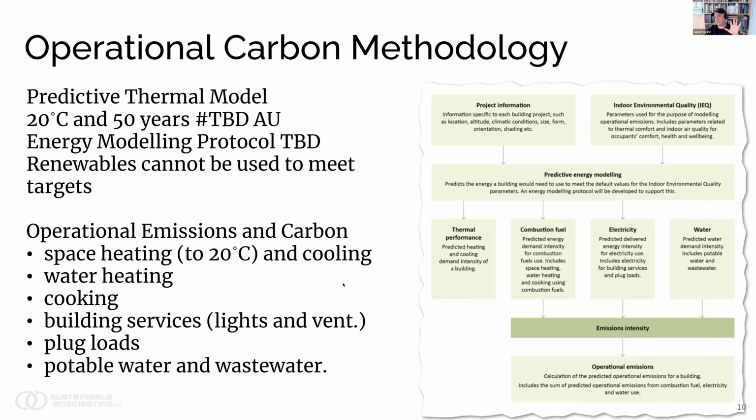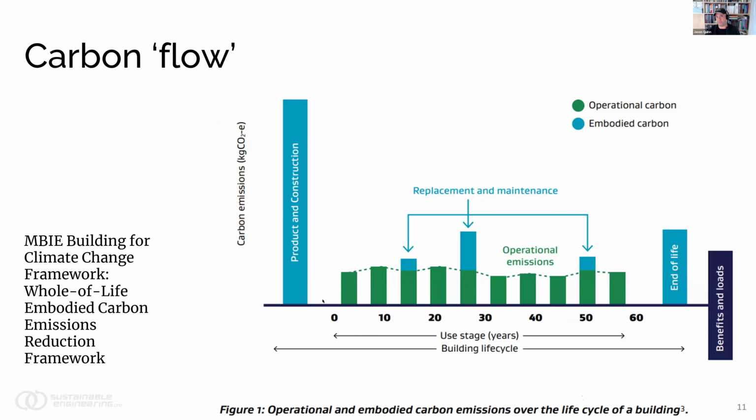But the bottom line is basically you calculate how much energy you need for heating, cooling, plug loads, water use. And water use, by the way, can be quite carbon intensive, both in New Zealand and even more so in Australia. And then you basically get a carbon flow for the building. You get embodied carbon at the front, operational carbon in green, and little blips as you do replacement cycles of materials in a building and the end of life.